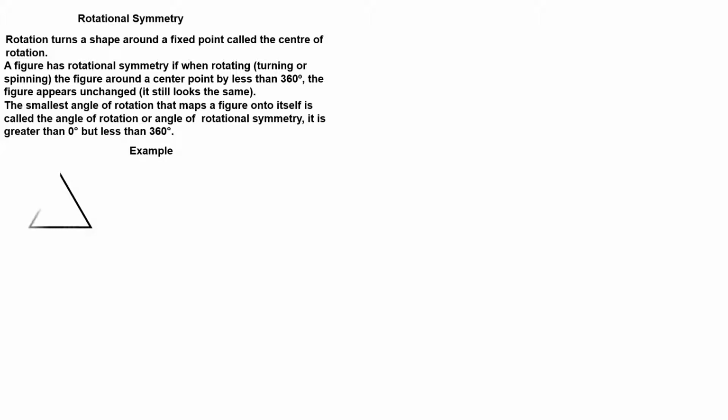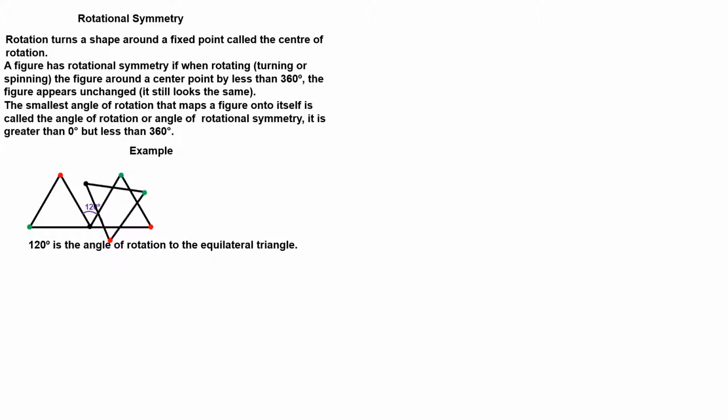Let's check how many times an equilateral triangle fits onto itself during a full rotation of 360 degrees. An equilateral triangle does have rotational symmetry. It can be turned 120 degrees clockwise and will still look exactly the same. 120 degrees is the angle of rotation of the equilateral triangle.